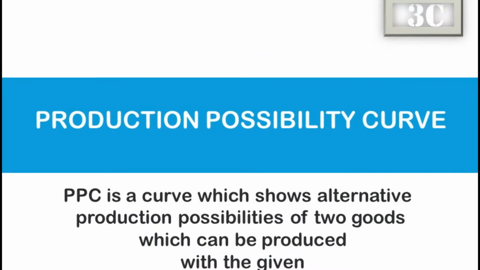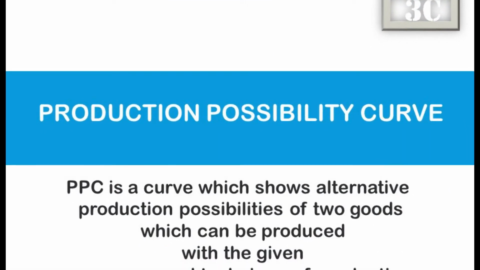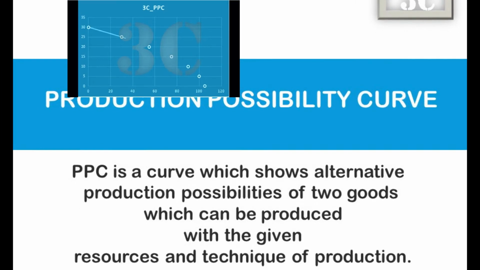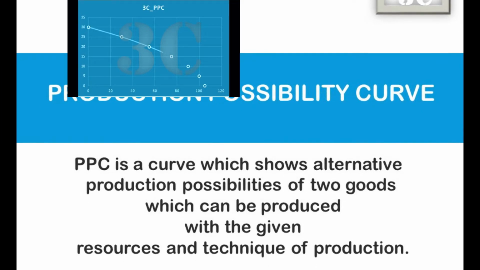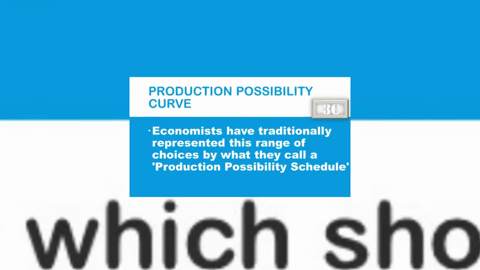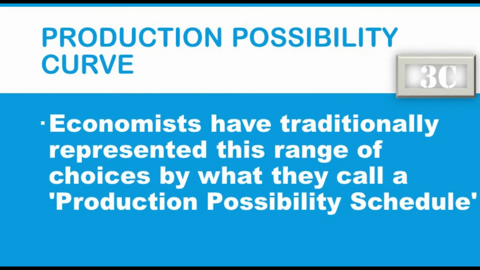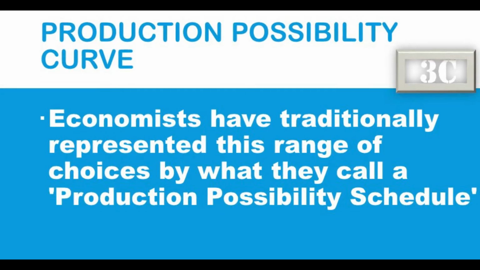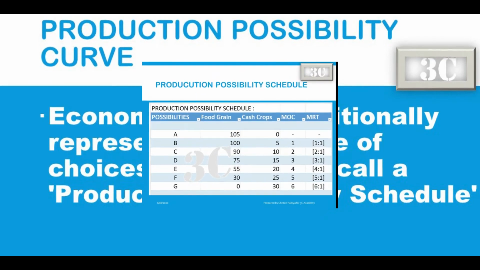Now, what is production possibility curve? Production possibility curve is a curve which shows alternative production possibilities of two goods which can be produced with the given resources and technique of production. Production possibility curves have traditionally represented the range of choices by what they call a production possibility schedule.